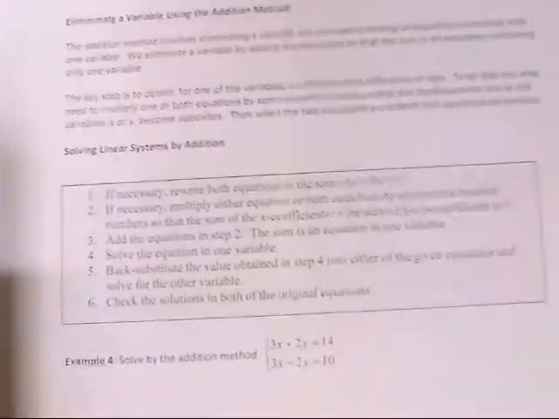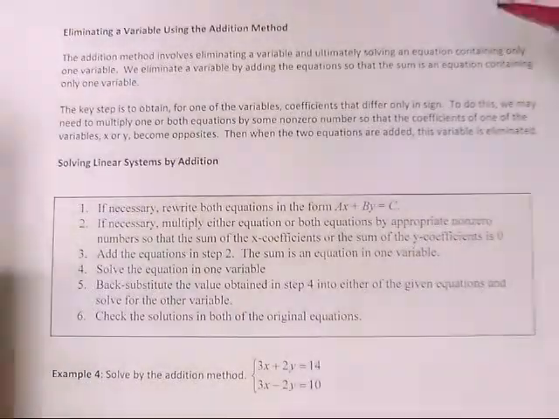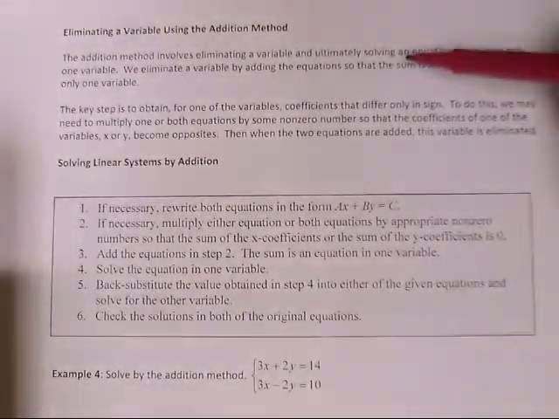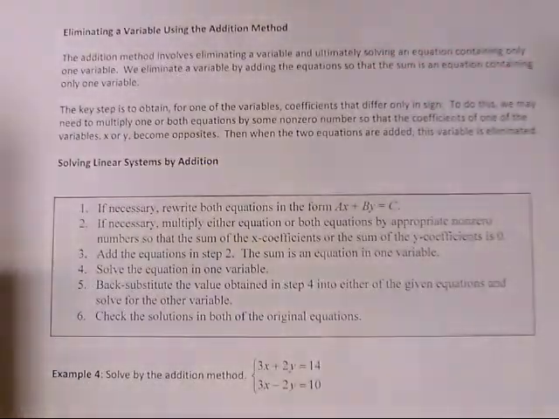Okay. All right, next we'll look at the addition method. Sometimes they call it the elimination method because you're going to eliminate either an x or a y through addition. So here the addition method involves eliminating a variable and ultimately solving an equation containing only one variable. We eliminate a variable by adding the equations so that the sum is an equation containing only one variable.